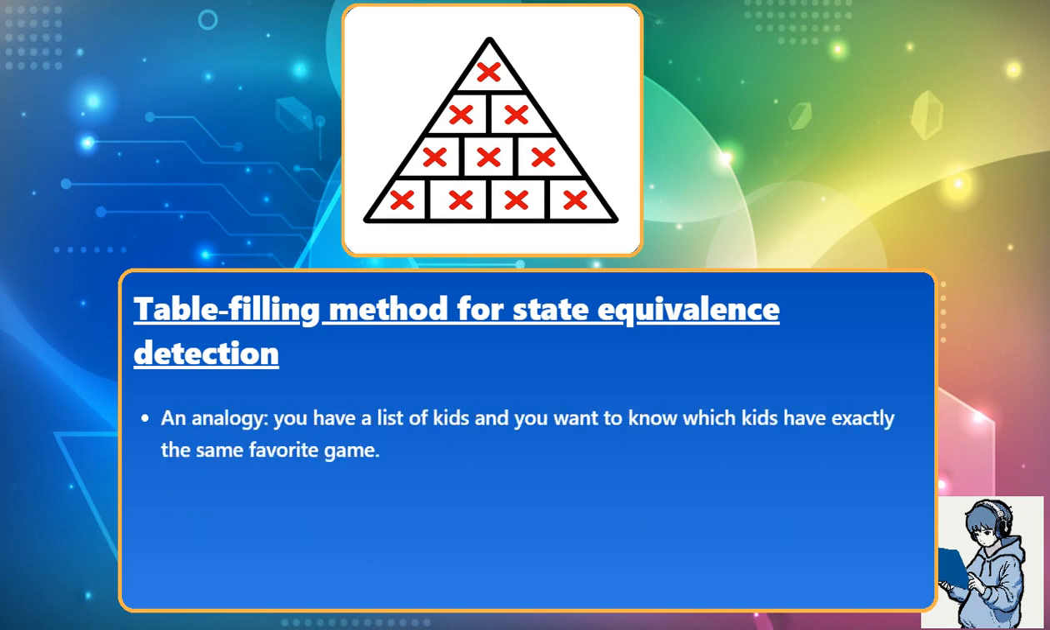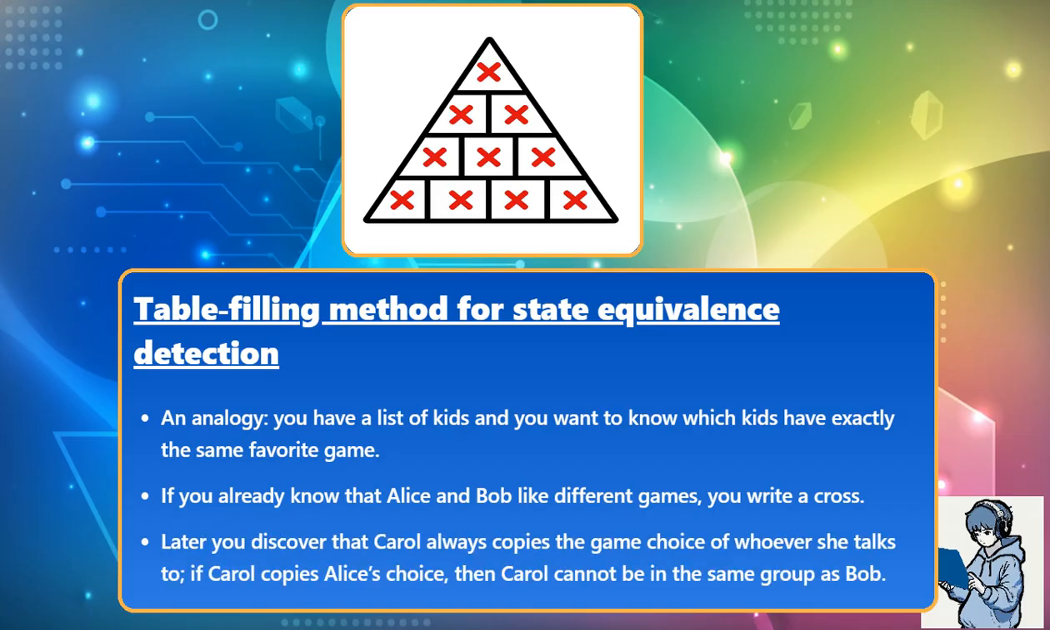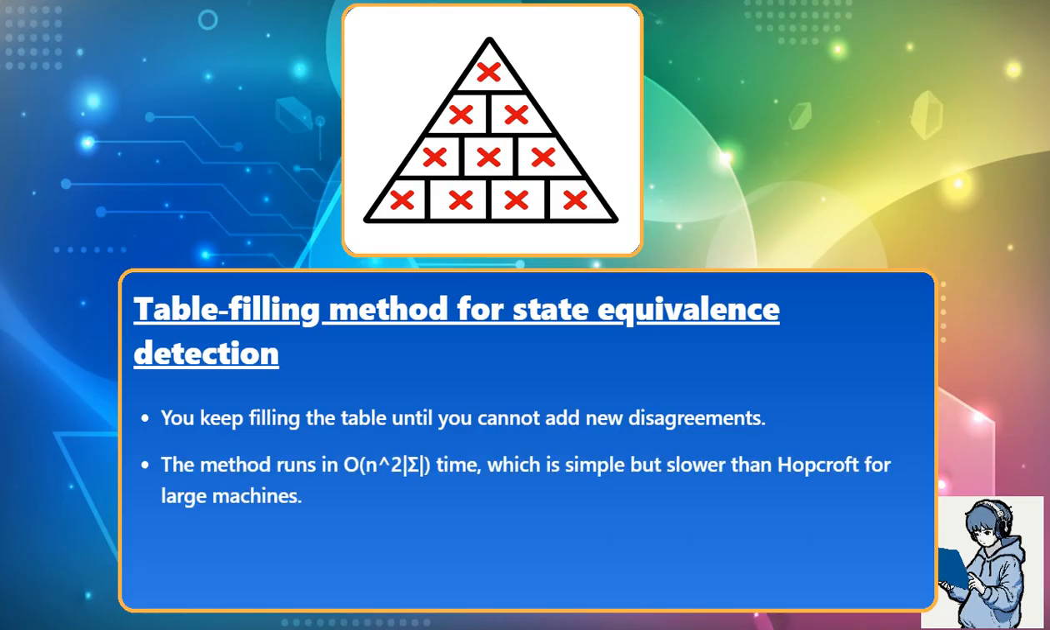An analogy: you have a list of kids and you want to know which kids have exactly the same favorite game. If you already know that Alice and Bob like different games, you write a cross. Later you discover that Carol always copies the game choice of whoever she talks to. If Carol copies Alice's choice, then Carol cannot be in the same group as Bob. You keep filling the table until you cannot add new disagreements. The method runs in big O of n squared times sigma time, which is simple but slower than Hopcroft for large machines.